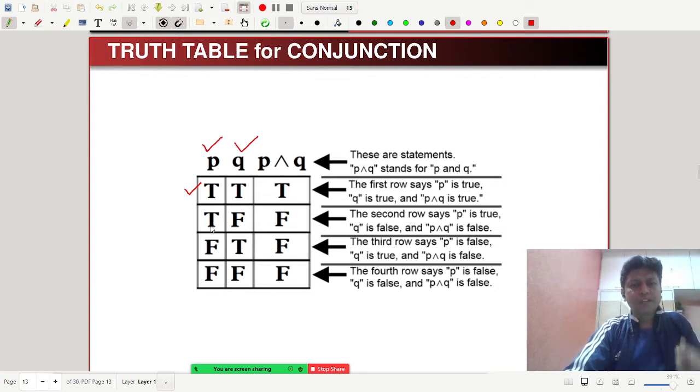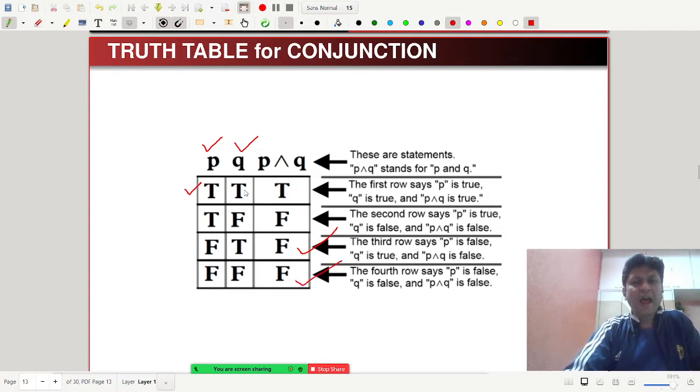Second row, P is true, Q is false. So P and Q is false. The second row says P is true, Q is false, and P and Q is false. Third row says P is false, Q is true, and so naturally P and Q is false. And the last row says P is false, Q is false, and P and Q is false.